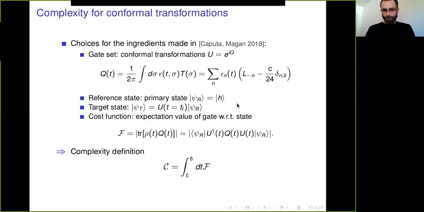And perhaps the most important choice that I will be making, again following Caputa and Magan, is using as the cost function the expectation value of this infinitesimal gate Q with respect to the state. From this definition of cost function, then of course the complexity is just given by integrating this cost function from some initial time to some final time.